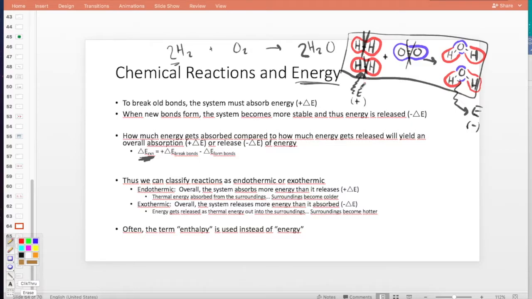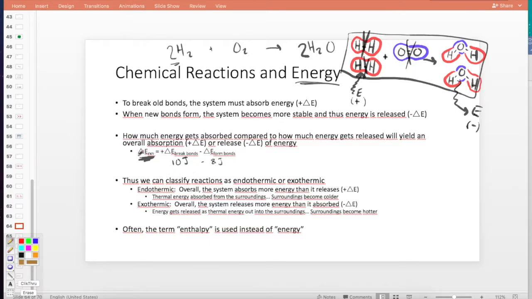Imagine that in this reaction, I had to put in... do you remember the unit used, by the way, to measure energy? It's joules. So let's imagine that I had to put in 10 joules of energy to break these old bonds. But whenever the new bonds formed, I only got 2 joules of energy out. So what is the overall change? Let's say 8. I only got 8 joules of energy out.